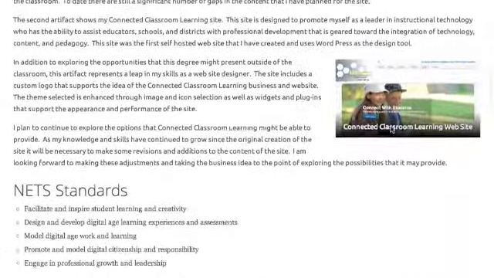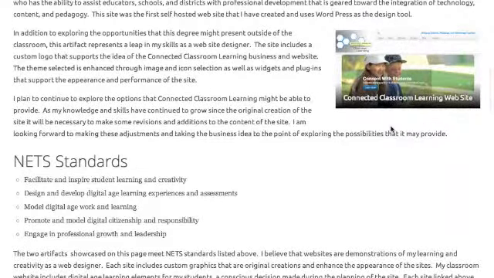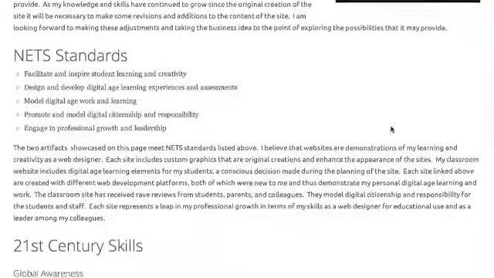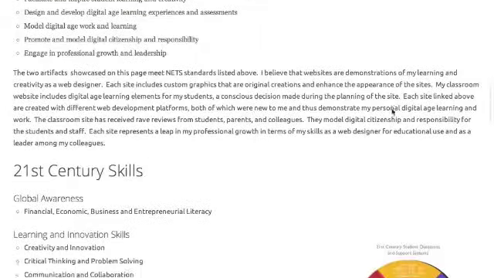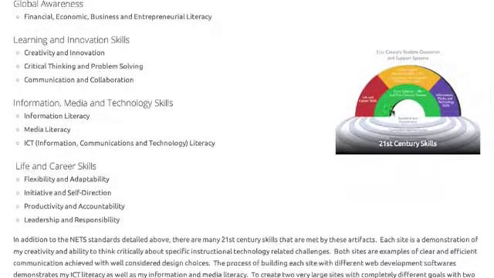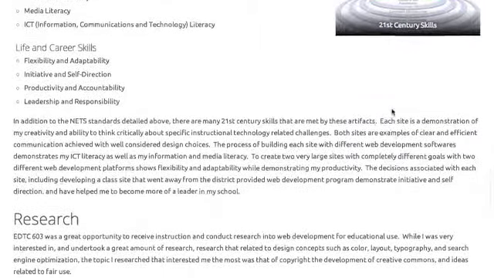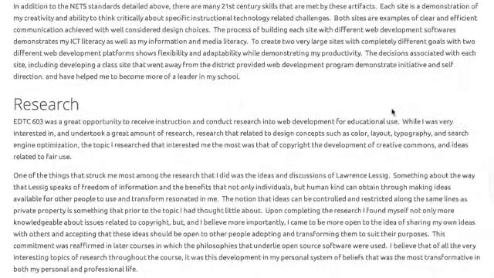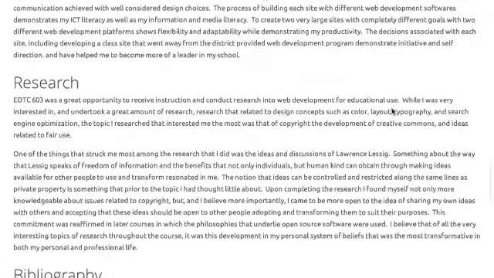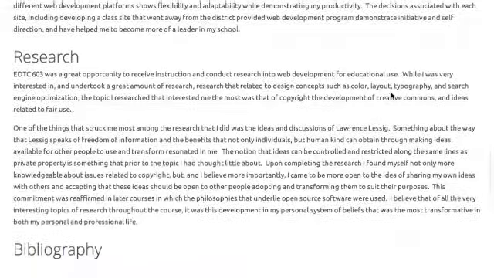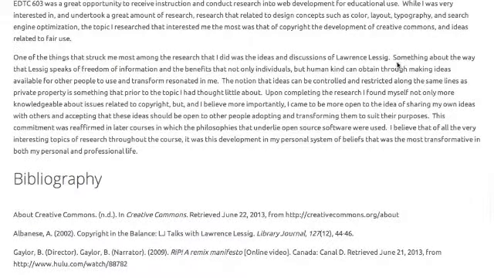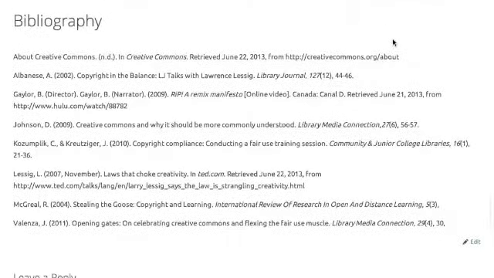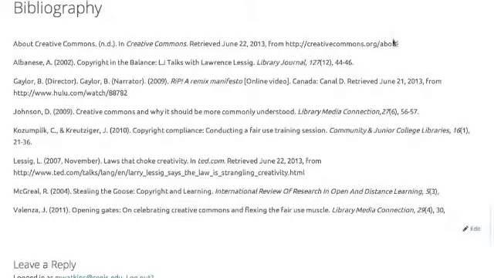I've included the NETS standards that I feel are exhibited in these two artifacts, as well as the 21st century skills that I believe apply. I've also reflected on some of the research and things that I found really interesting throughout this course, so please feel free to browse those. And as usual, the bibliography includes all of the sources that were used for research and projects throughout this course.